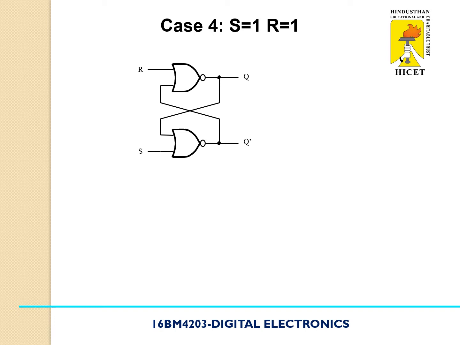Now S equal to 1, R equal to 1. In that case, even if any one input is 1, output is 0. So according to this, Q equal to 0, Q bar equal to 0. That condition never exists because Q is the normal output, Q bar is the inverted output. Whenever Q equal to 0, Q bar must be 1. Whenever Q equal to 1, Q bar must be 0. But in this case, when S equal to 1, R equal to 1, Q becomes 0, Q bar becomes 0. That condition never exists. So this condition is called indeterminate.